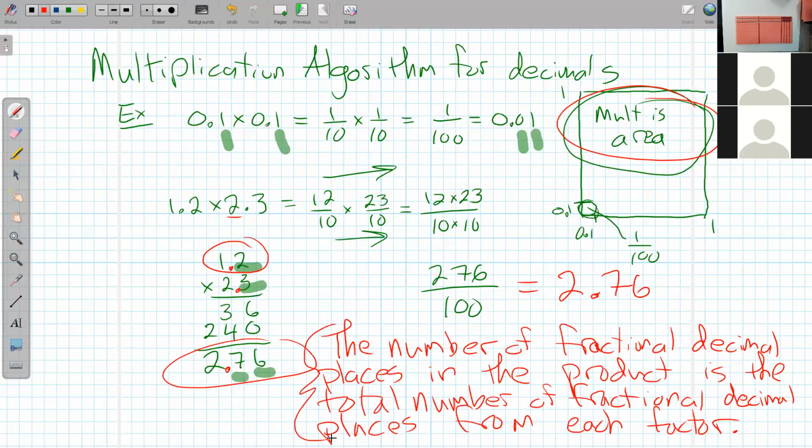So that's it, the multiplication algorithm. Identify the number of places in each factor. That's how many decimal places there have to be in the answer. And then otherwise make believe they're whole numbers. Ignore the decimal points except for that rule. And we're done. Next topic, division.